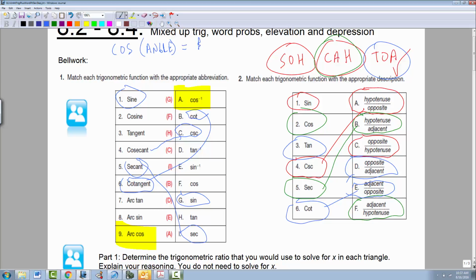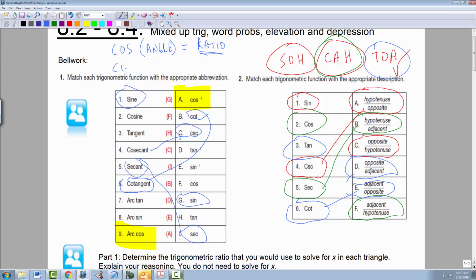And what is that ratio for this cosine? What is the ratio for cosine? I'm asking, KA. What does the ratio represent? KA. Adjacent over hypotenuse. So this right here represents, for this particular setup, adjacent over hypotenuse.